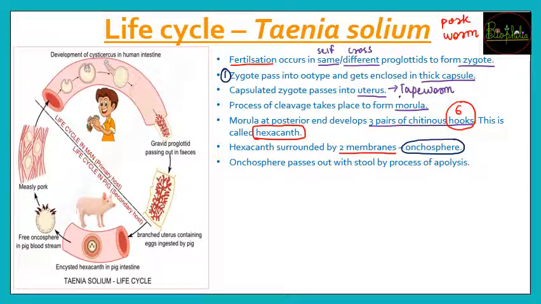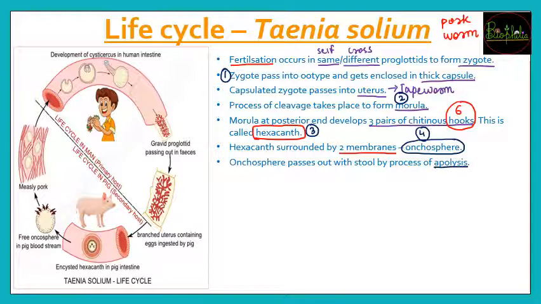Second हमने देखा about morula. Morula के अंदर जब hooks develop हो जाते हैं, that is hexacanth. And after hexacanth, if it is getting covered with the 2 membranes, then it will be the oncosphere. Now oncosphere is going to come out with the help of feces by the process of apolysis.